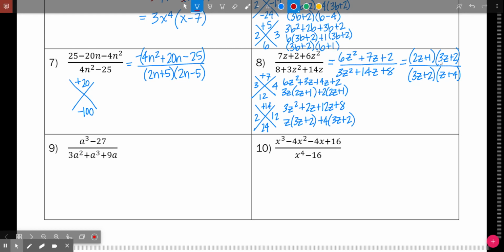I cancel out the common factors on the top and the bottom, and I'm left with what's left over.